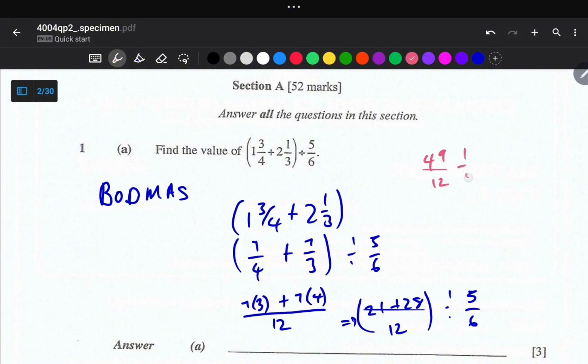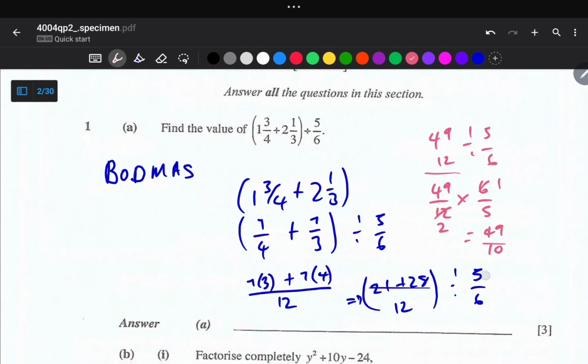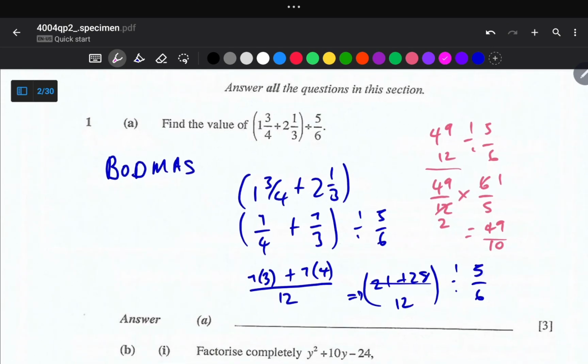49/12 divided by 5/6. Whenever we are dividing fractions, to replace the division sign with a multiplication sign, we invert the second fraction, 5/6. So it is now 49/12 multiplied by 6/5. 6 into 6 gives us 1, and 6 into 12 gives us 2. So this gives us 49/2 times 5, so it is 49/10. Our final answer is equal to 49/10.